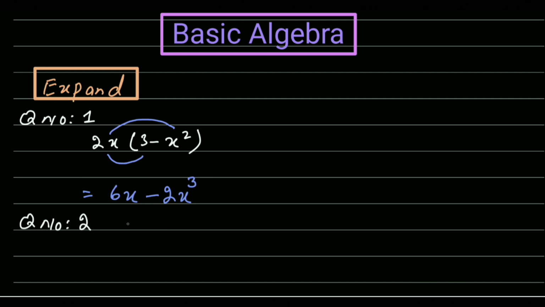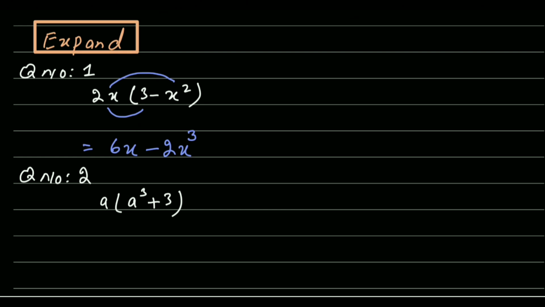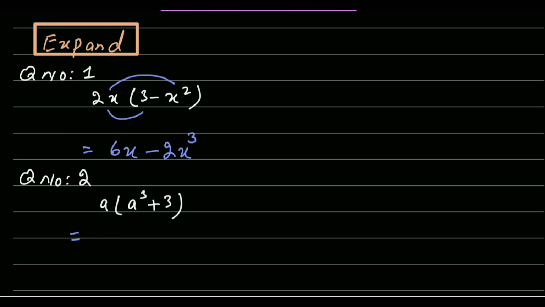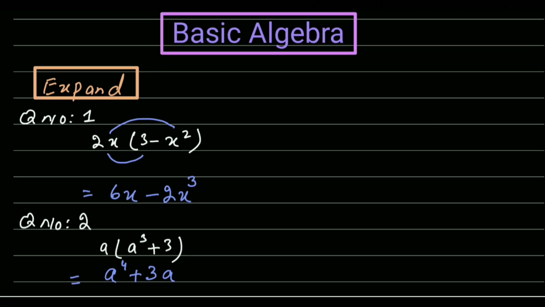Question number 2, a simple question first: a into (a cubed plus 3). We repeat the same procedure: a is multiplied with a. As the bases are the same and the values are multiplying, the powers will be added. a has power 1, and 1 plus 3 is 4, so we get a to the power 4. Then 3 is multiplied with a, so it becomes 3a. Simple, that is our answer.